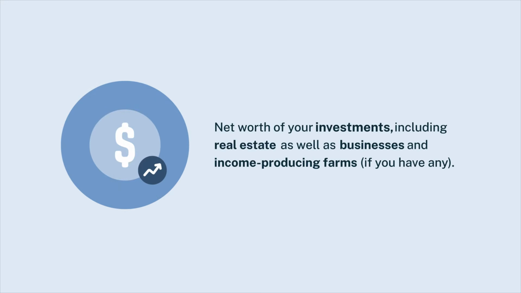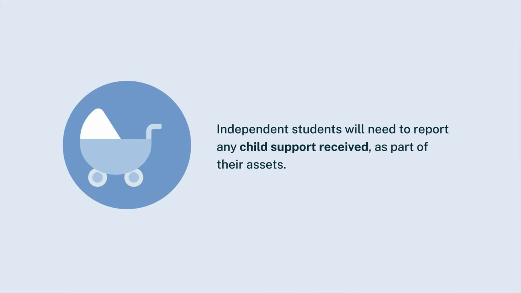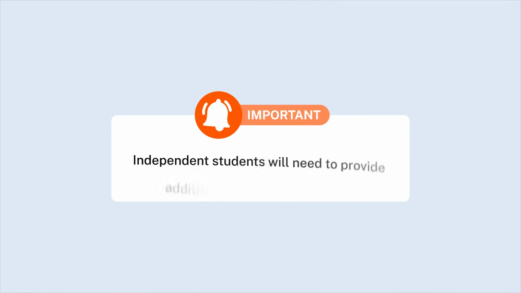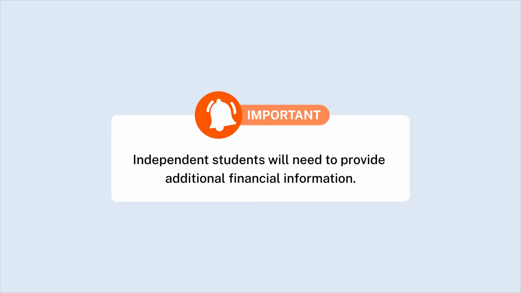The second question will ask you to provide the current net worth of your investments, including real estate. Then, you'll be asked for the current net worth of your businesses and income-producing farms, if you have any. If you're an independent student, you'll also be asked to provide the amount of child support received. Independent students will also see additional questions when completing this section of the FAFSA form.